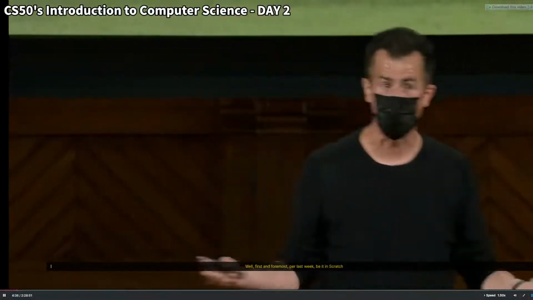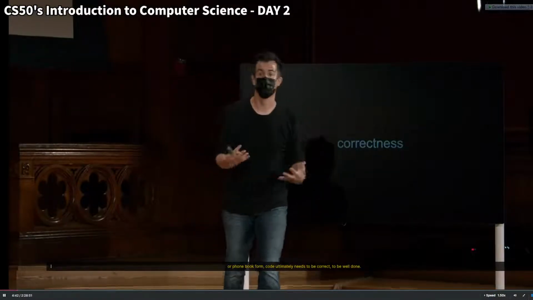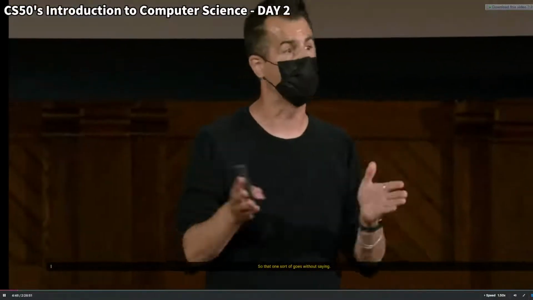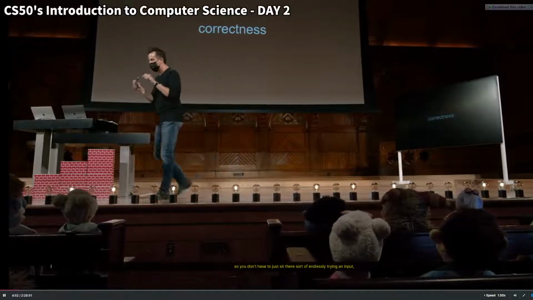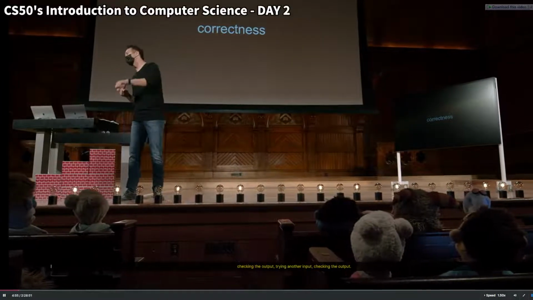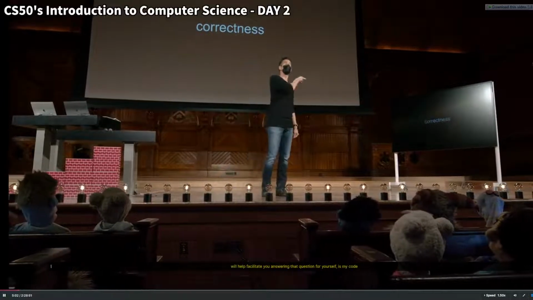Well, first and foremost, per last week, be it in Scratch or phone book form, code ultimately needs to be correct, to be well done, right? You want the problem to be solved correctly, so that one sort of goes without saying. And along the way, this term will provide you with tools and techniques, so you don't have to just sit there endlessly trying an input, checking the output, trying another input, checking the output. There's a lot of automation tools in the real world, and in this class and others like it, that'll help facilitate you answering that question for yourself.